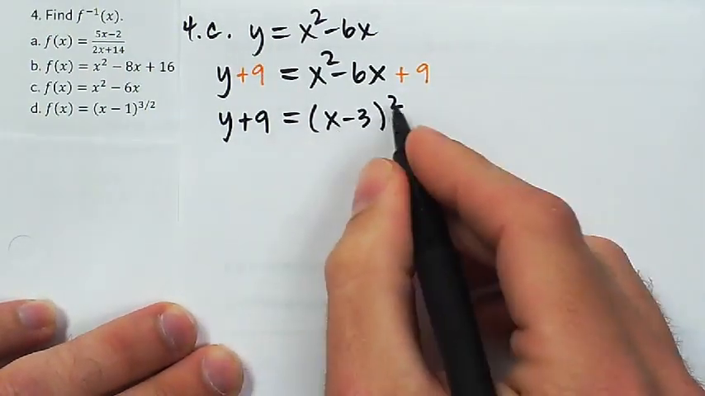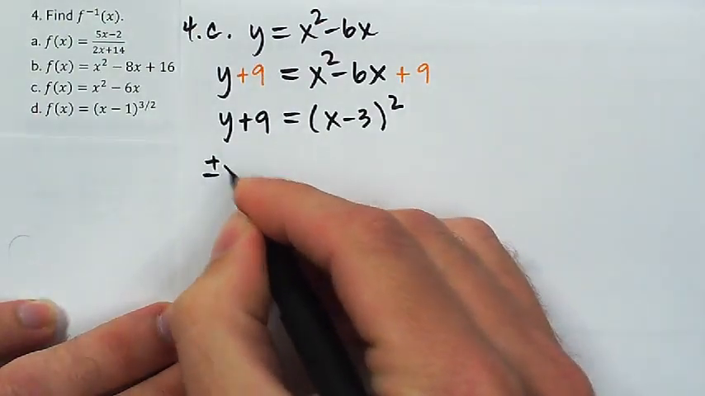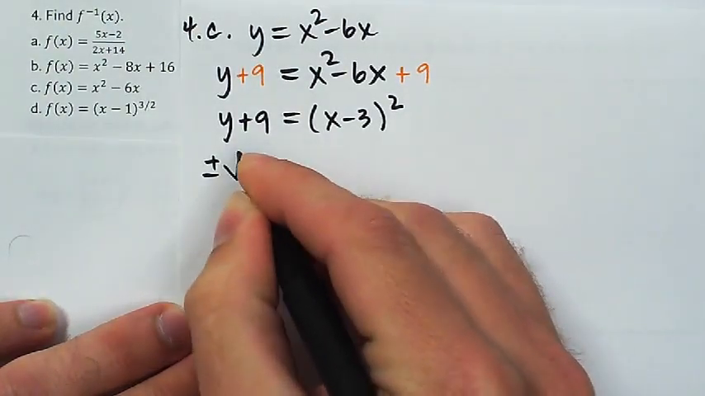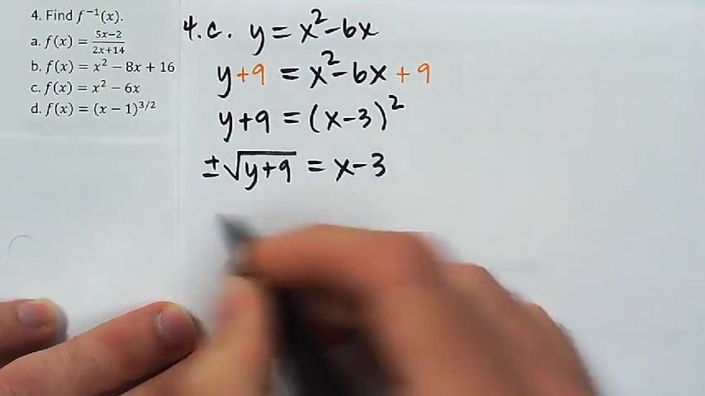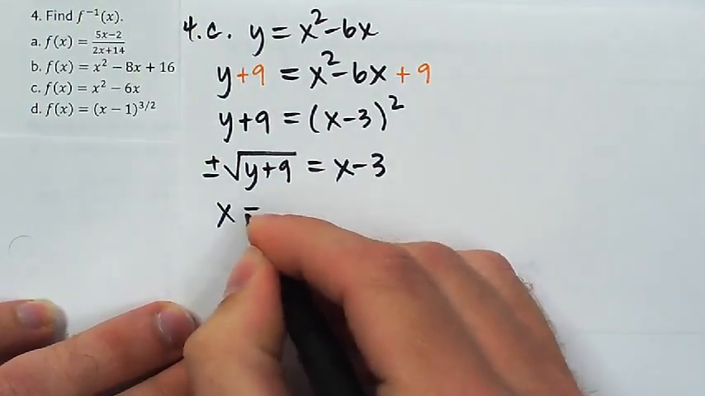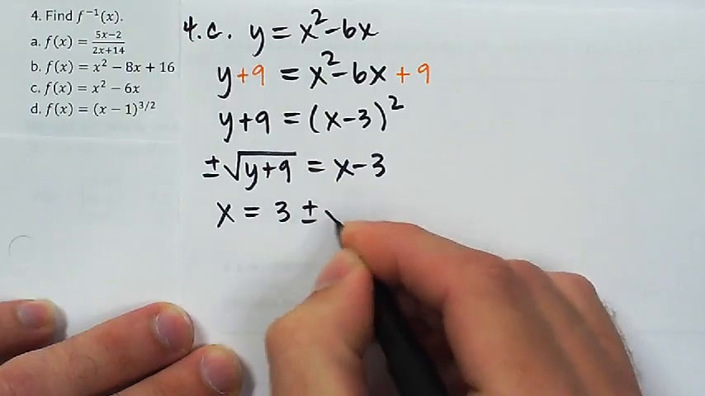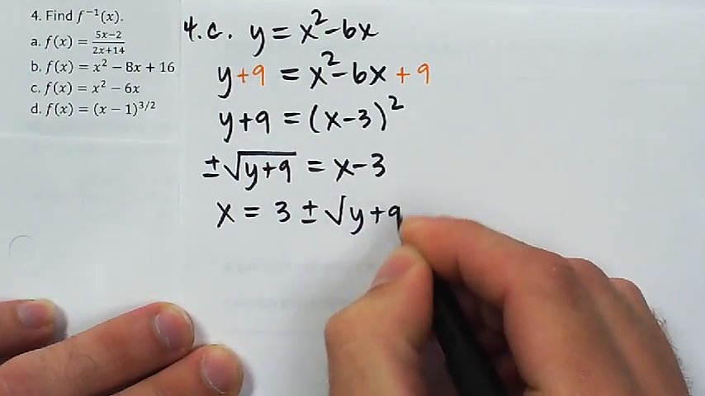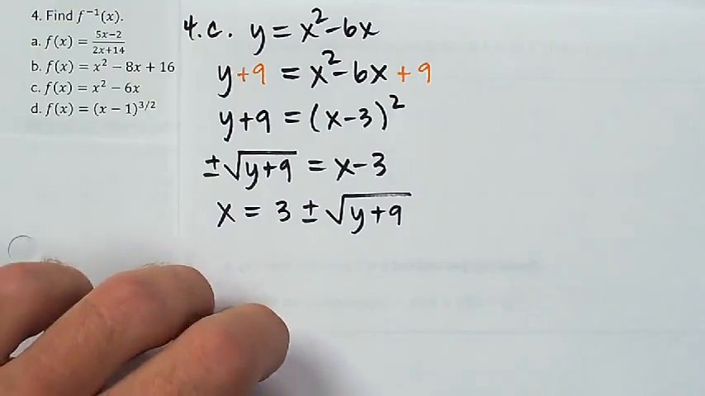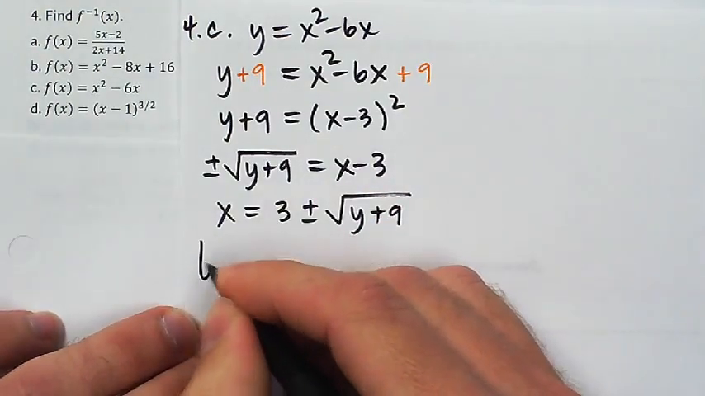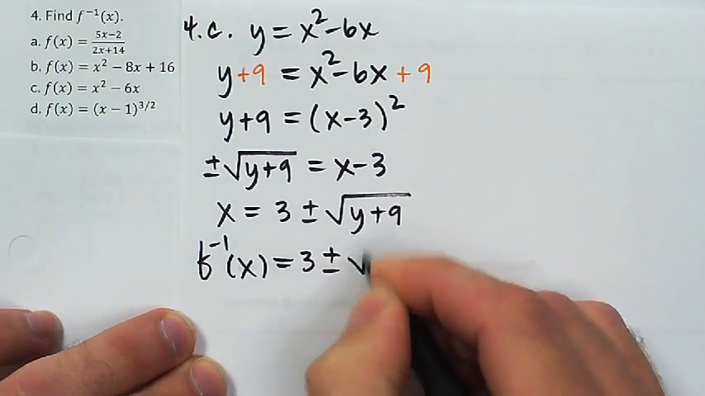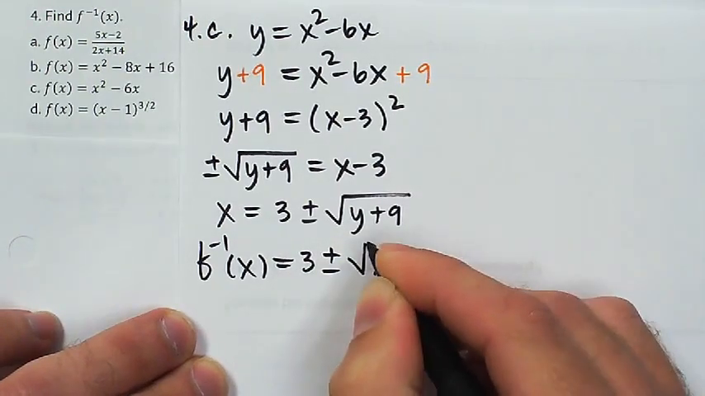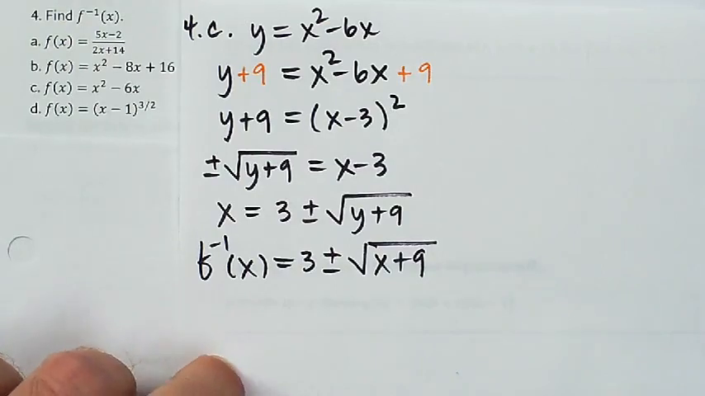So I'm going to solve for x by taking the square root of both sides. I'll have plus or minus the square root of y plus 9 equals x minus 3. And much like the previous example, I'll solve for x by adding 3 to both sides. So x equals 3 plus or minus the square root of y plus 9. Oh, but it asks for f inverse of x. So I'm going to switch x and y and say this is 3 plus or minus the square root of x plus 9. That's great.